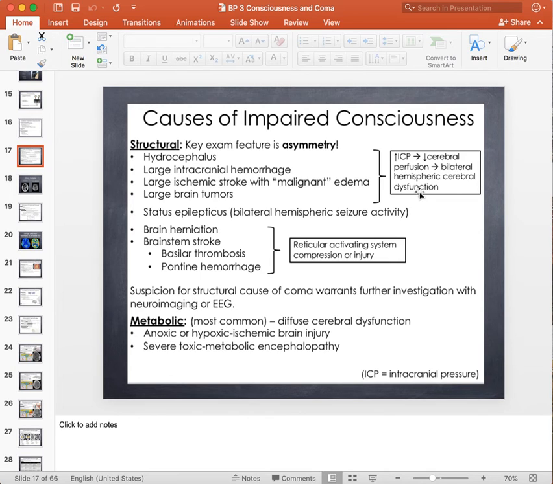So this can happen either from one of those things on the top of the slide, squishing the brainstem via herniation, or you can get a process that selectively knocks out the brainstem, like a basilar stroke or a hemorrhage in the pons.